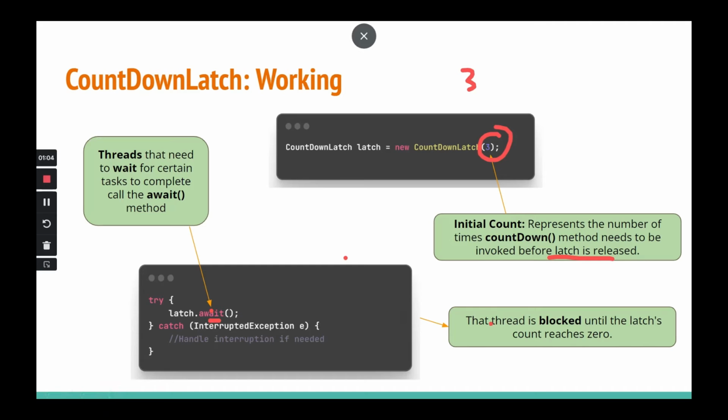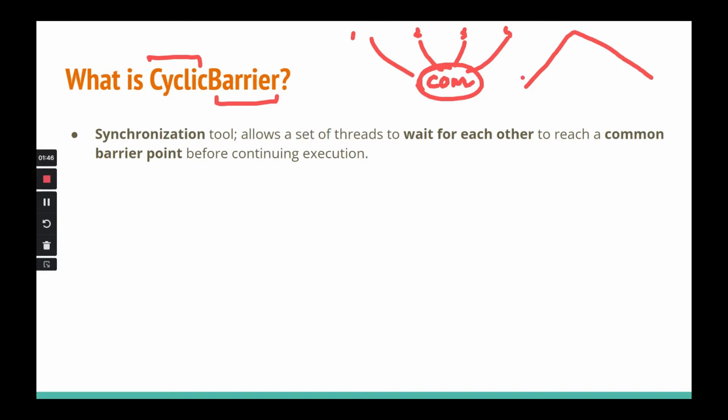We're going to call the await method, and they will remain blocked as long as this count of 3 doesn't come down to 0. Like a hilltop, 4 friends are trying to climb up. So one of them has climbed up and reached their common destination, and the others are on the way. Each one of them reaches and waits for the other friends. So it might seem a little bit similar to what we have discussed.